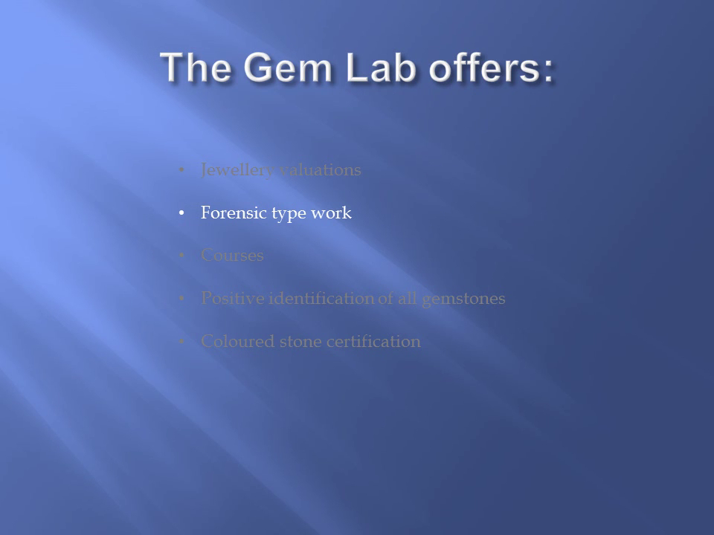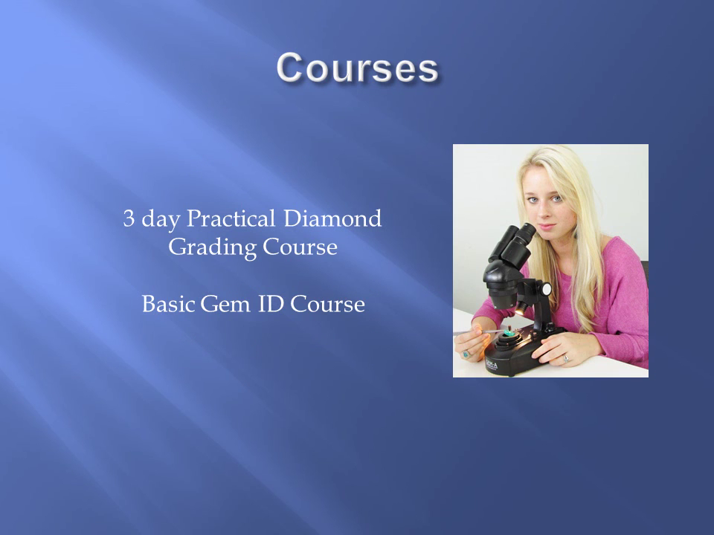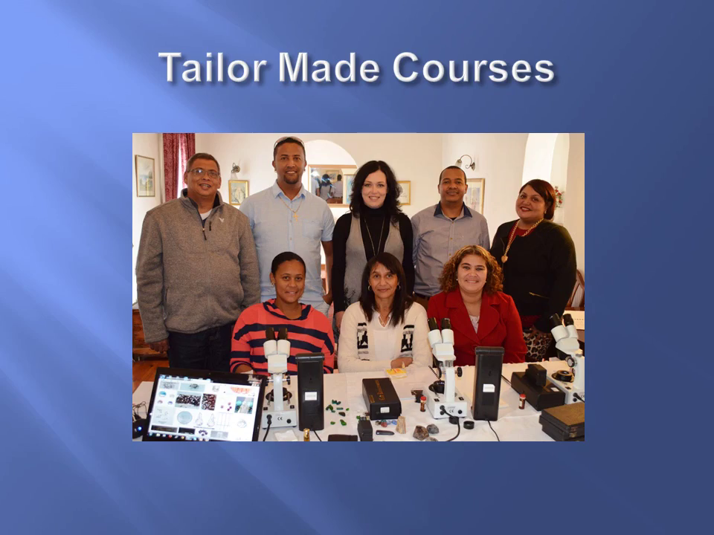Forensic type work we do is, if a stone goes into the workshop or taken in by a jeweler and it changes, for example, it gets fractured or the color changes, then it can be sent to the laboratory and we'll do a full report on it with photomicrographs. The report will stand up in court. The two most common courses we run is the 3-day practical diamond grading course and the basic gem identification course. We also tailor-make courses to suit the jeweler's needs.